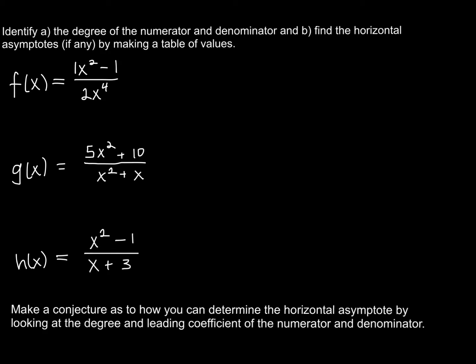All right, go ahead and complete these. I'll be checking that you have tables and an answer to A for all of these. Use your table to conclude what your horizontal asymptote should be, in other words, an equation y equals something. Then, once you've done that, you're going to want to make a conjecture as to how you can determine the horizontal asymptote simply by looking at the degree and the leading coefficient of the numerator and denominator. So go back, take a look at these 3 examples, and write a sentence or two about how you think you could do that, and we'll discuss it together on Monday.